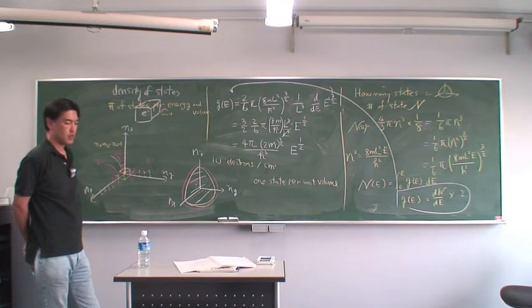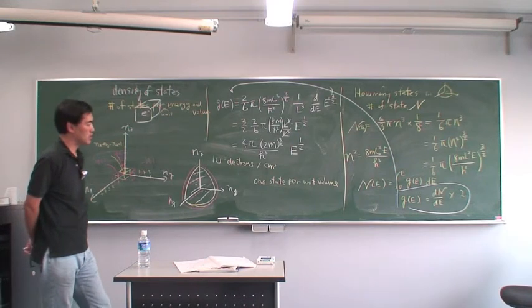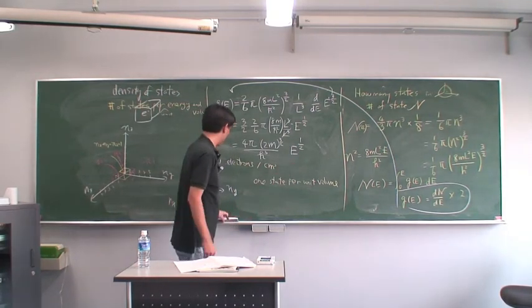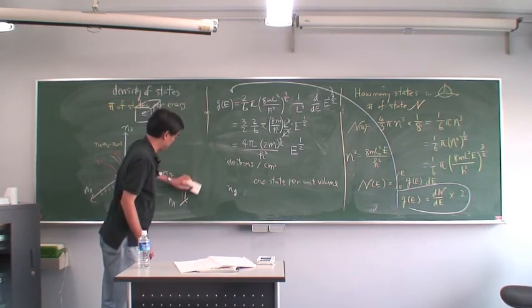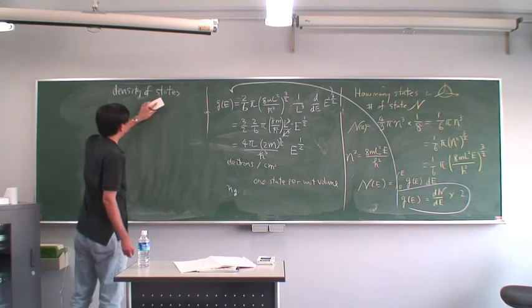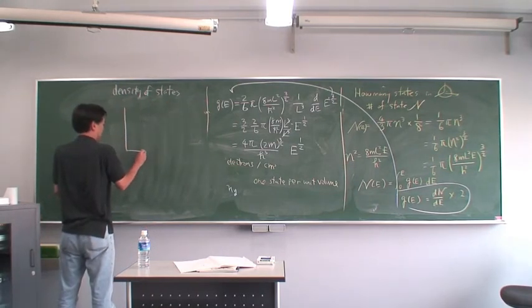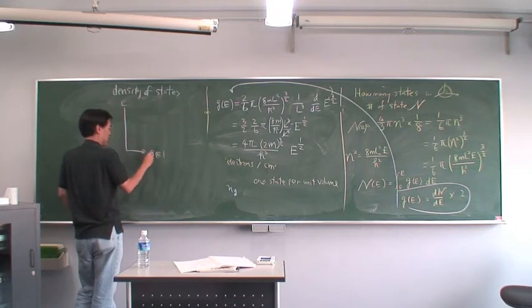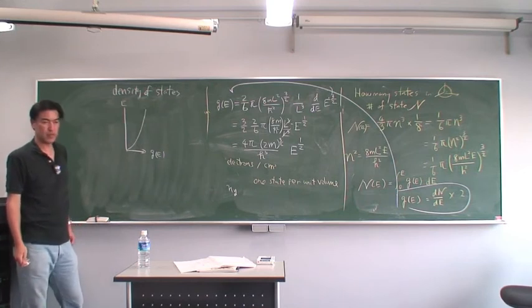What this tells you is the following. We now know that the density of states goes as the square root of energy. Square root of energy means, if this is energy and this is density of states, it goes like this.